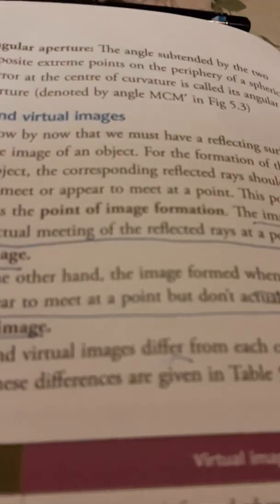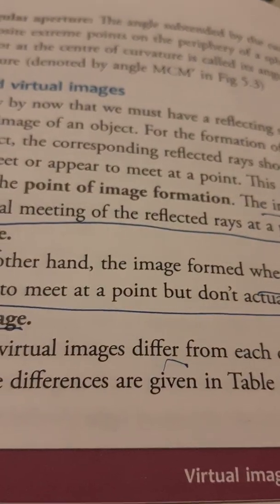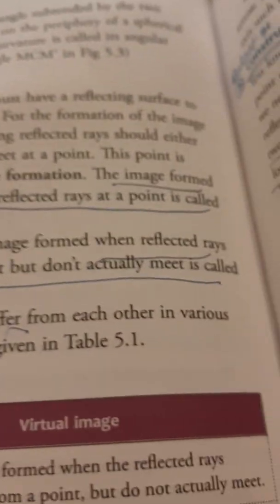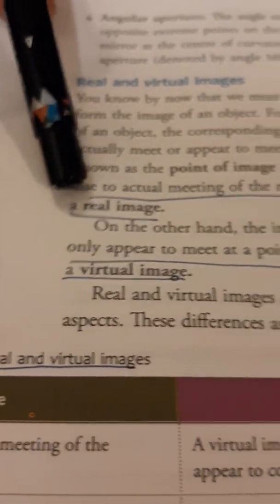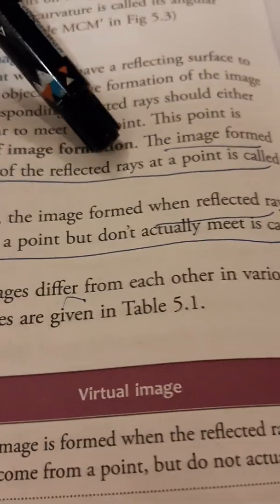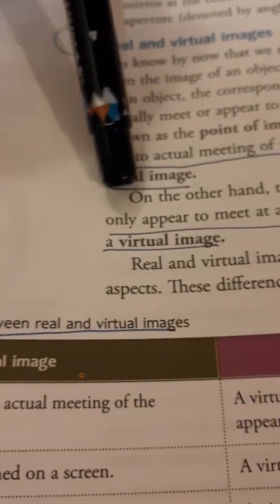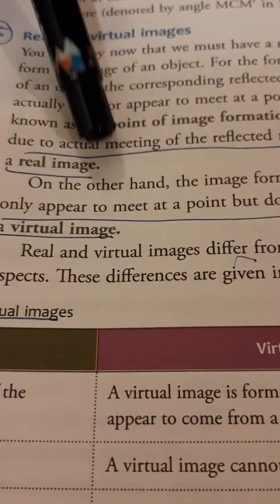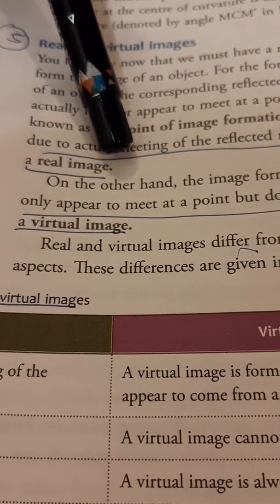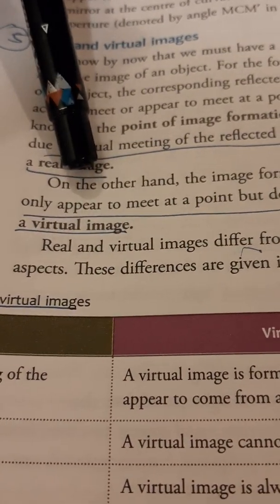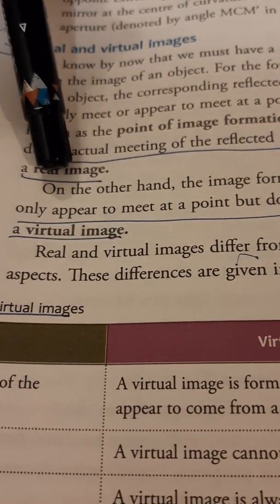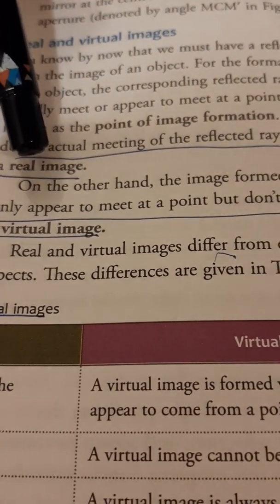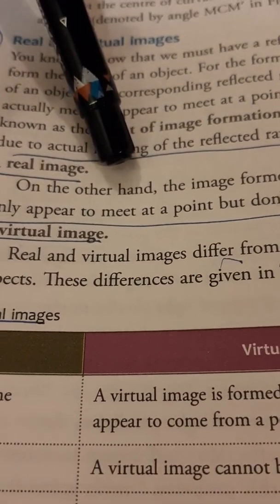Now we are going to study about the real and the virtual images. Real images are those images which can be obtained on the screen. So the image formed due to the actual meeting of the reflected rays at a point is called a real image. As you see in the case of the concave mirror, the reflected rays actually meet. That is why in the first 5 cases of a concave mirror, we get a real image. And real images are always inverted.